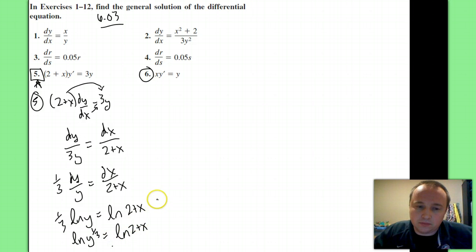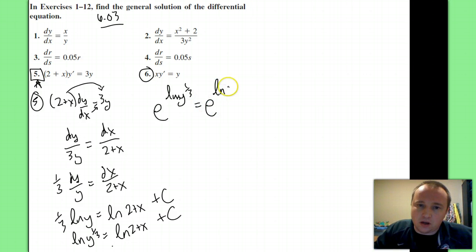Oh, guys, what did I miss? Plus c. Sorry about that. Now I exponentiate both sides, and so I get e. So natural log of y to the 1/3 equals e, natural log 2 plus x plus c, which on the left side it just cancels. I have y to the 1/3.